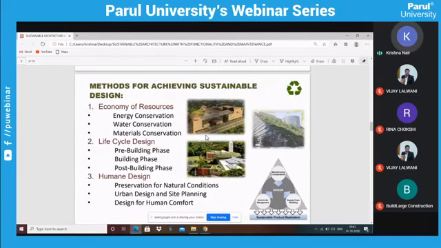As you can see, methods for achieving sustainable design are economic resources, which is energy conservation, as I already said, water conservation. Again, guys, water conservation and water harvesting are very different things. There are two different aspects to it. Materials conservation, life cycle of a building: pre-building phase, building phase, and post-building phase, that is the post-occupancy phase.